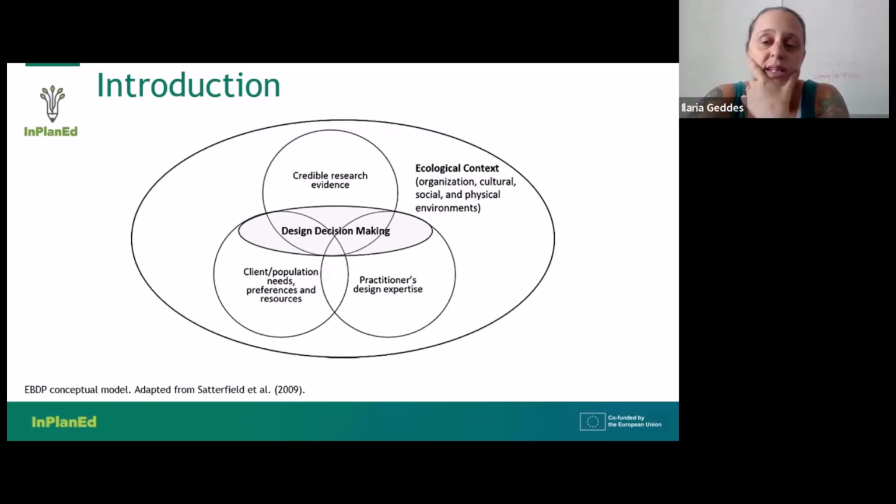And this tells you actually that evidence can include a lot of things. So it's a wide range of sources of knowledge, which might go from literature reviews, systematic literature reviews, to planning and design guidelines and expert opinions as well.